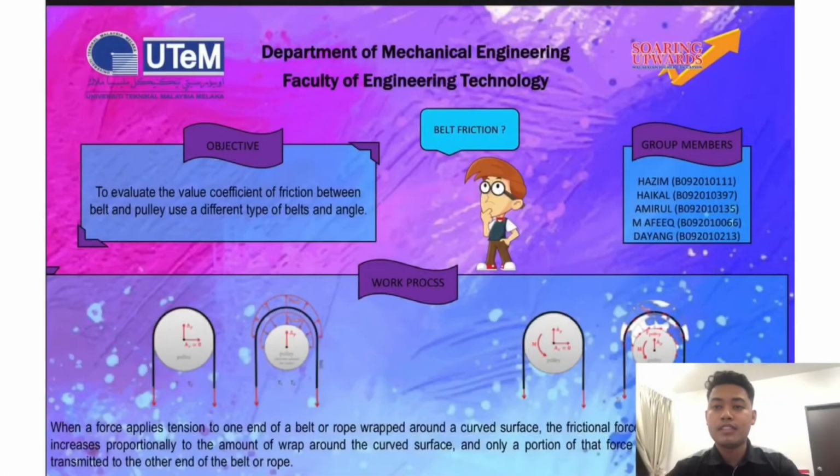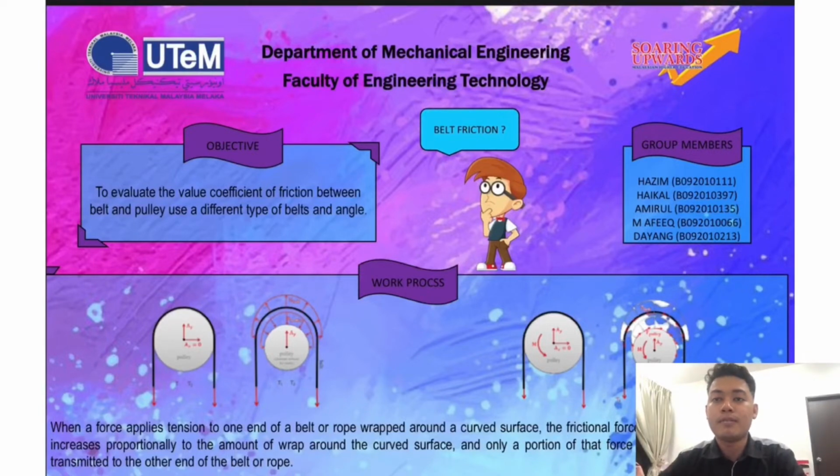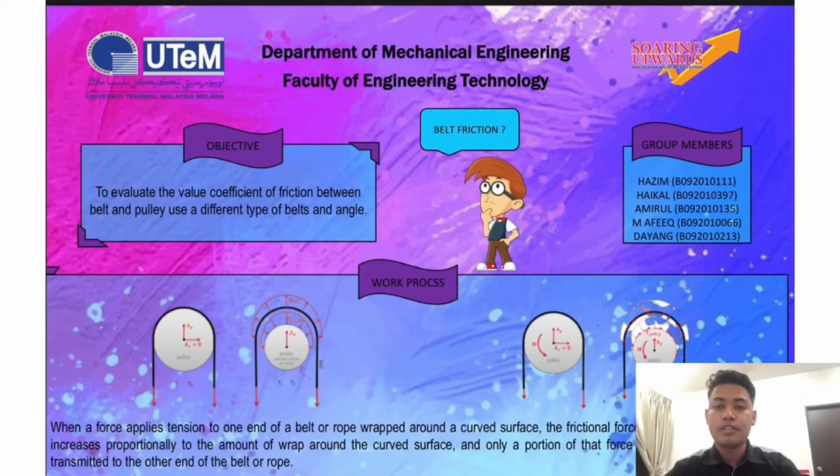I would like to present about assignment 1 of the subject Basic Tribology. My name is Muhammad Haikal bin Amran, numeric B0920100397. First of all, my group has chosen lab 2. The title is belt friction.